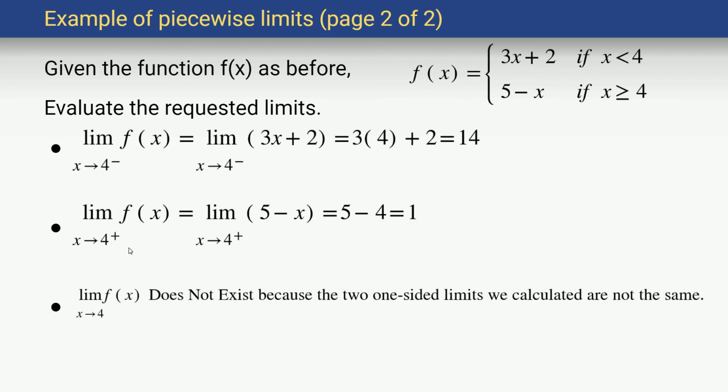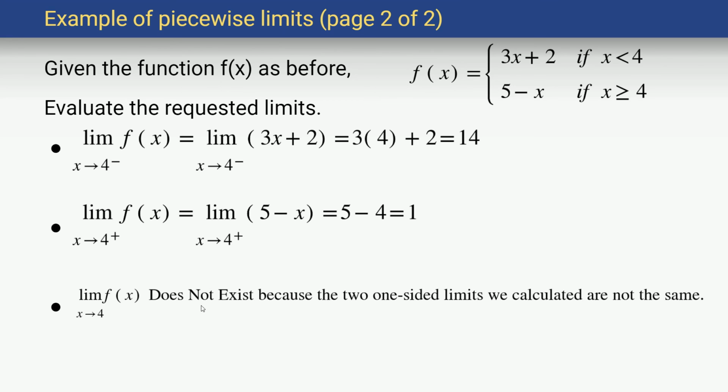Now you do the limit from the right. So when you do the limit as x approaches 4 from the right, you have to replace f with 5 minus x, which we've done. Limit as x approaches 4 from the right of 5 minus x. This is a continuous function now, so just plug in 4. So you end up with 5 minus 4, which is 1. So the two one-sided limits are 14 and 1. And then you get down here to the limit as x approaches 4 of f of x, the two-sided limit, and the two-sided limit does not exist.